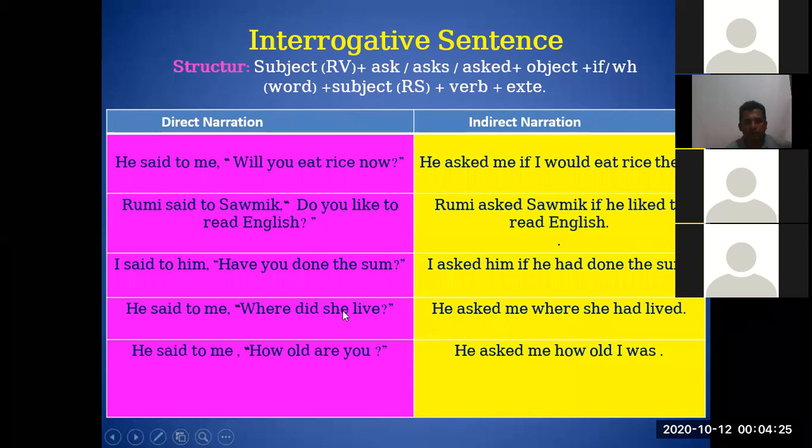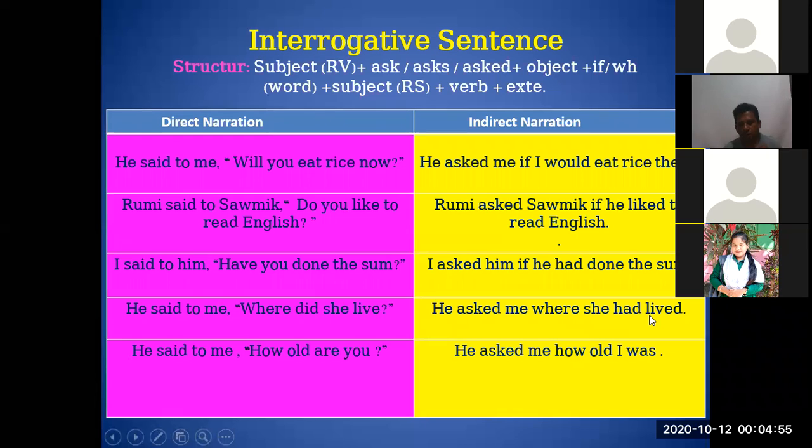Okay, do you understand? And after where we use subject, but in the direct speech the auxiliary verb is put before subject, but in the indirect speech we first put the subject then auxiliary verb, and did is changed into had.